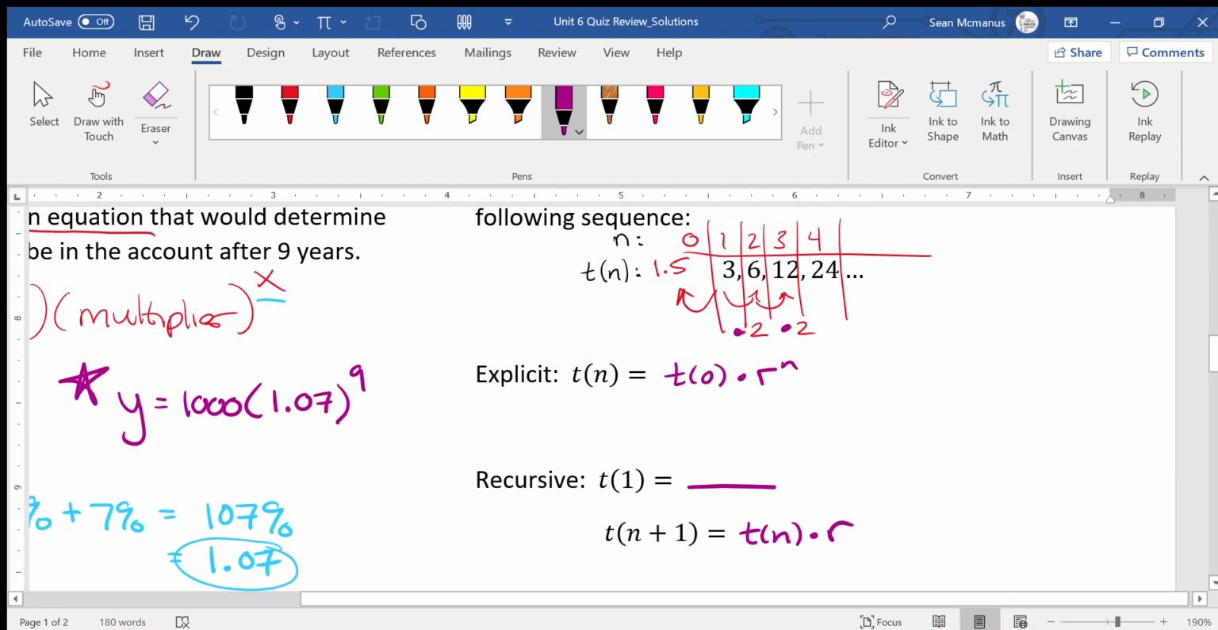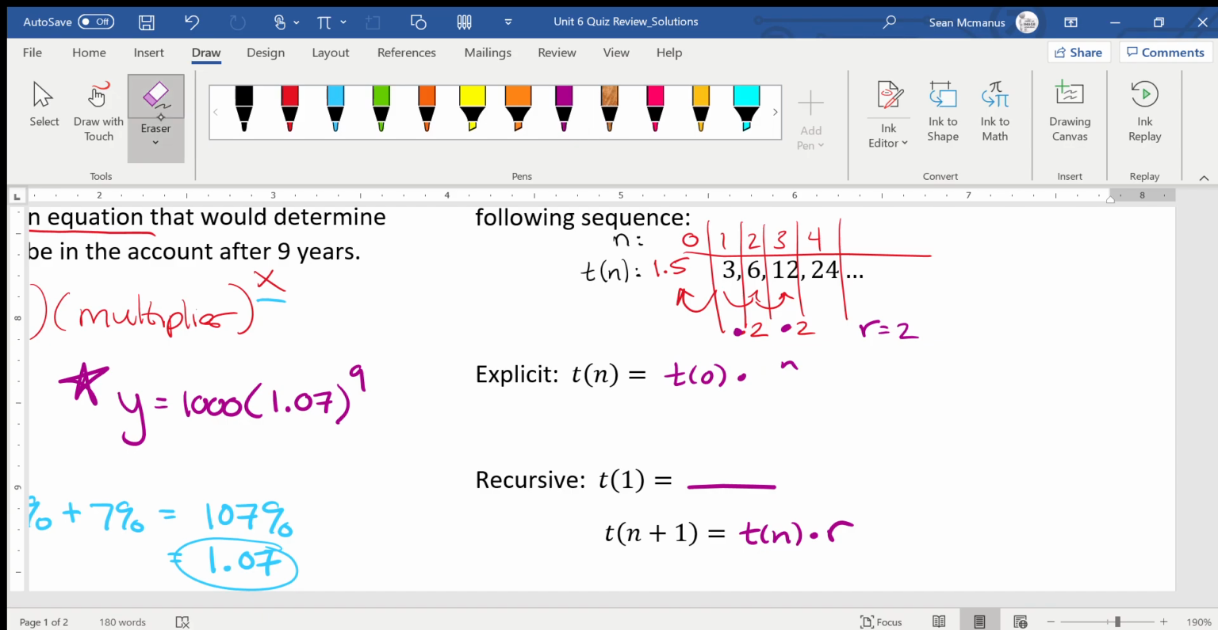And then we're going to fill in what we know. It's multiplying by 2, which means r equals 2. So wherever I see an r, I'm going to replace it with a 2. Down here's an r. I replace it with a 2. T of 1 means the value of the first term. So in my recursive formula down here, all I've got to do is list the first term. Done. Now these two are finished. That wasn't very hard. And up here, explicit, I need to fill in the t of 0 term.